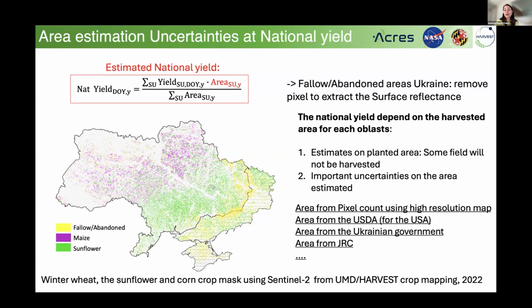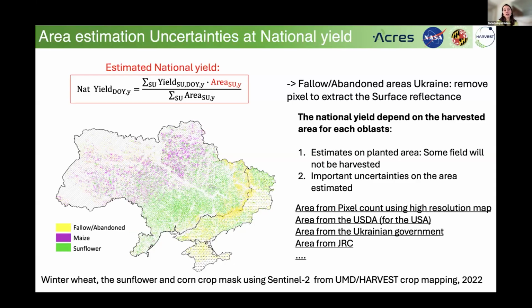So you use what you can. For example, we sometimes use the 5-year average for every oblast, or we use a pixel count area estimate from the pixel count, weighting our different oblasts. And that is one of the biggest sources of uncertainty for the national level.